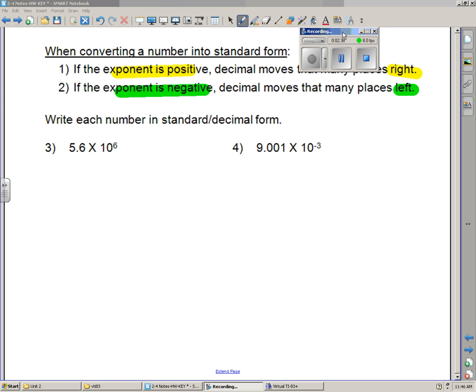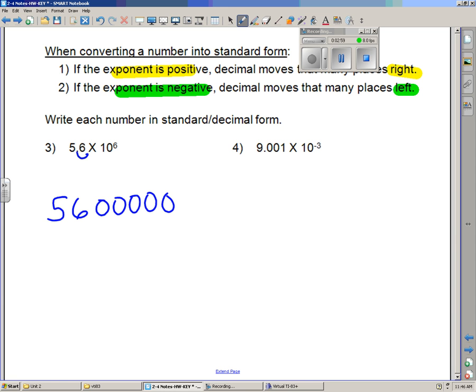So if we want to write each number in standard form here, let me slide this back up. Then 5.6 times 10 to the 6th power. Because the exponent is positive, the decimal moves to the right 6 places. Well, that's 1 place to the right, which means I need to move a total of 5 more spaces to have gone a total of 6. So I need to have 5 zeros as placeholders. So then my answer here, 5.6 times 10 to the 6th, is going to be 5,600,000.